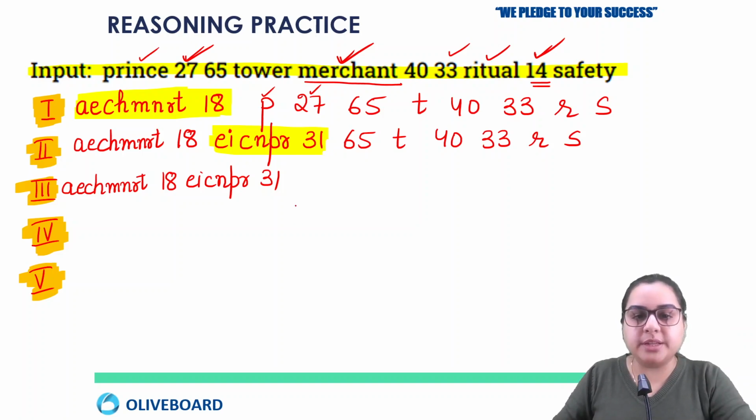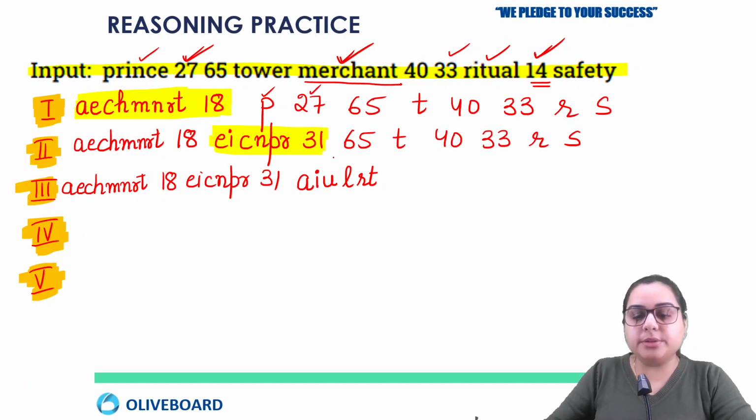In this word ritual, the vowels are I, U, A, so it will be A, then I, then U. The consonants are R, T, L, so their sequence will be L, then R, and then T. And the number that has to be arranged here is which number? The number here is actually 33.